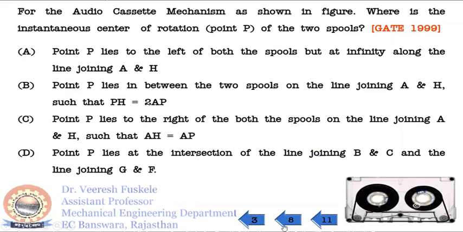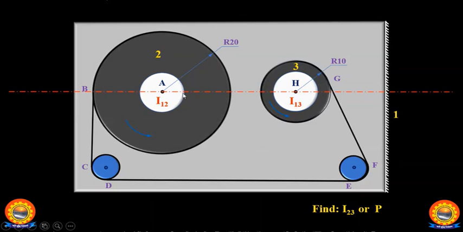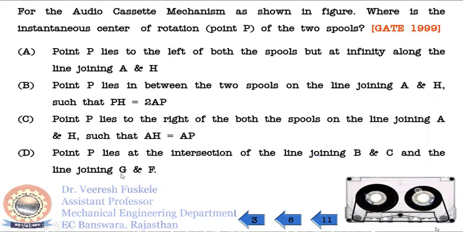So according to option 2, it should be somewhere here in between, and according to option C, it should be somewhere here. But still we are not confirmed where it should be. So let's see option D. The point P lies at the intersection of the line joining BC and GF.